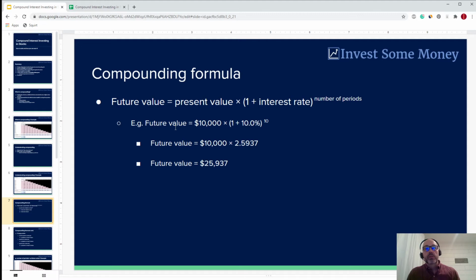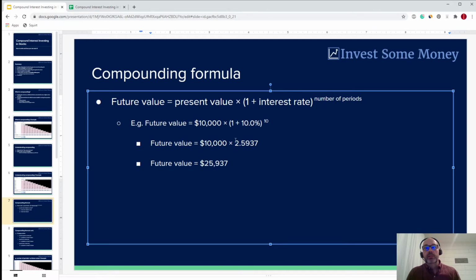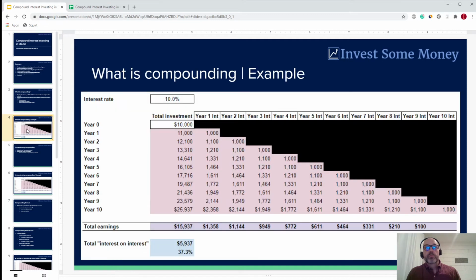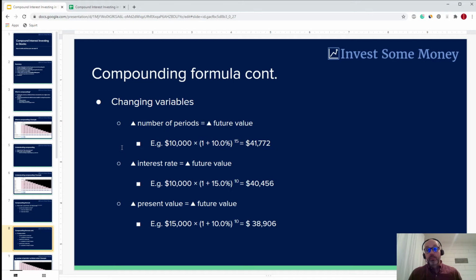The future value of your investment is going to be equal to what you invest, the present value, $10,000 in our earlier example, times 1 plus 10%, that is 1.1, to the power of 10. 1.1 to the power of 10 is 2.5937. So 10,000 times 2.5937 is 25,937. Double check. Yep, that jives with what we had in our example here. So that's good.